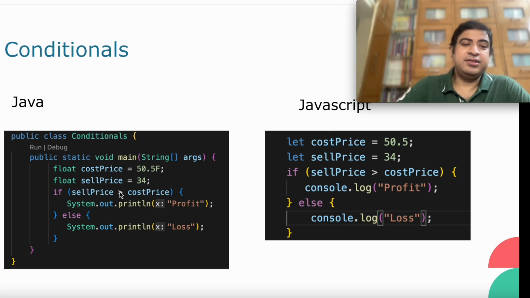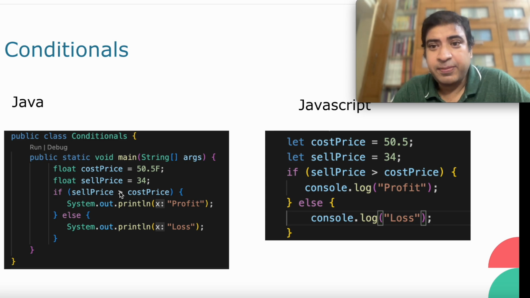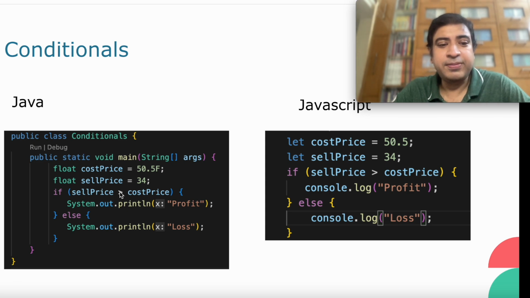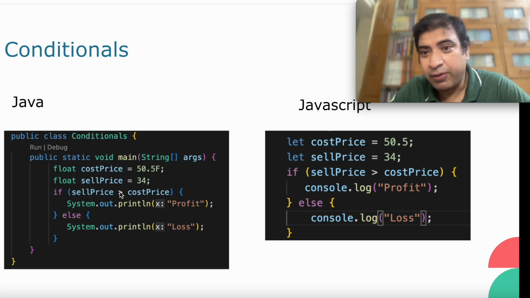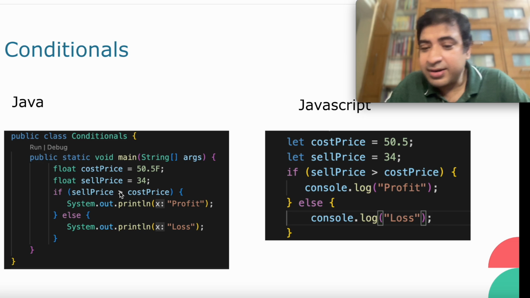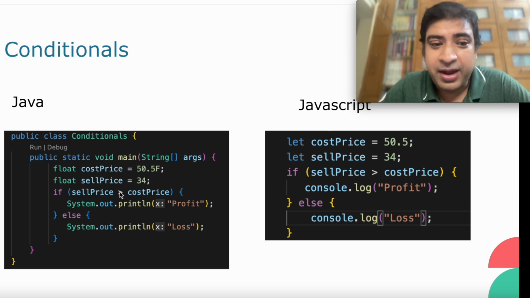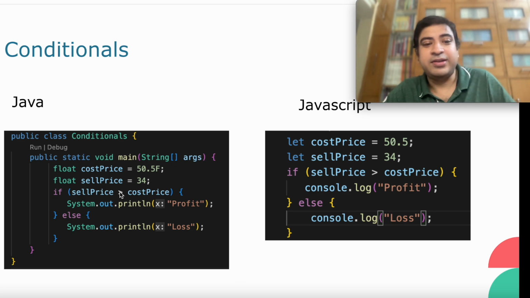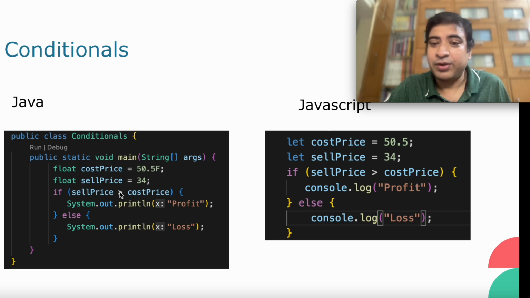And now the conditionals. Here is an example of a simple if-else statement to determine whether there is a profit or a loss in a certain transaction. A cost price is mentioned and a sell price is mentioned. If the sell price is greater than cost price, of course that's a profit, and vice versa. On the left hand side we have the Java program, on the right hand side we have the JavaScript program. Again, they look very similar, excepting the fact that in the Java program the variables are declared in a different way. In JavaScript everything is declared with the let keyword, which you already know.